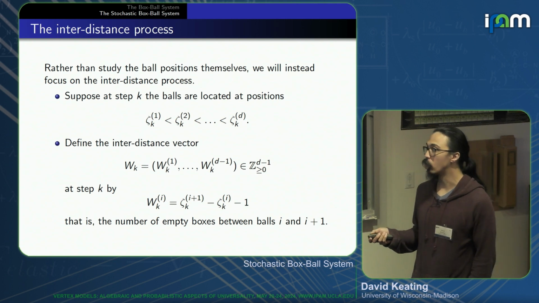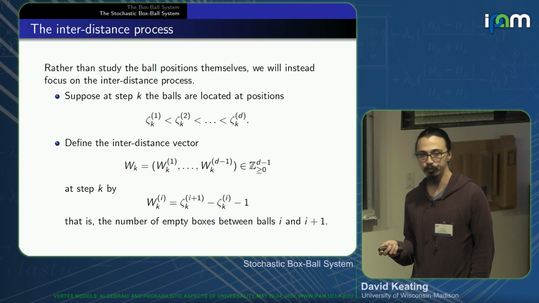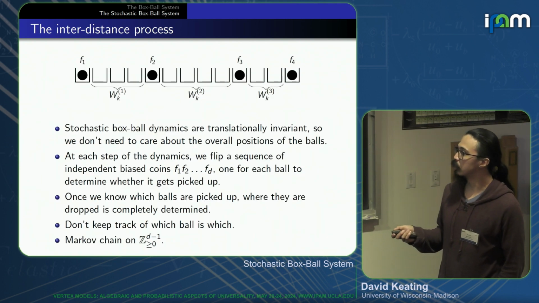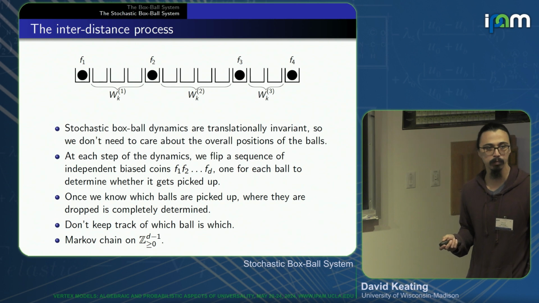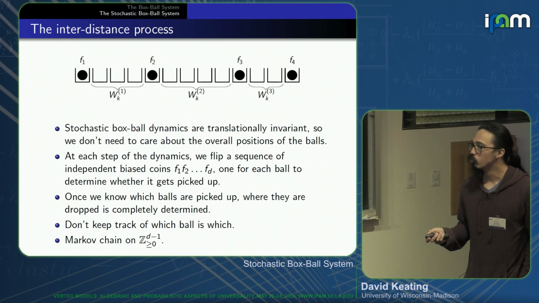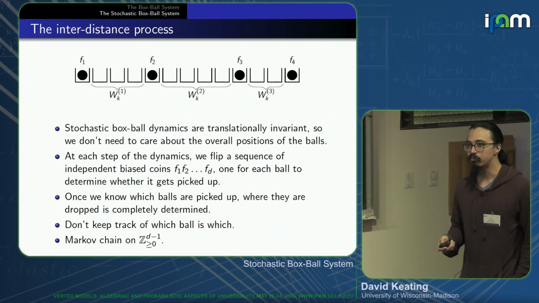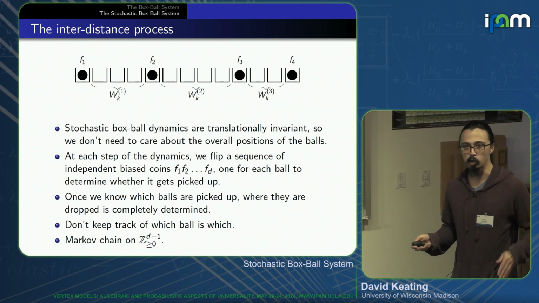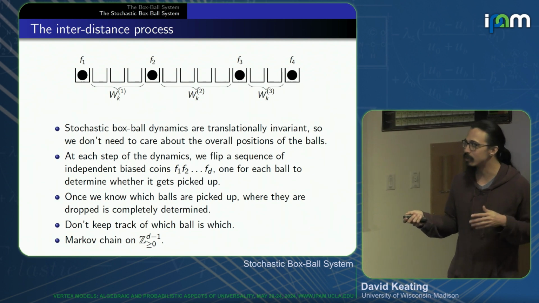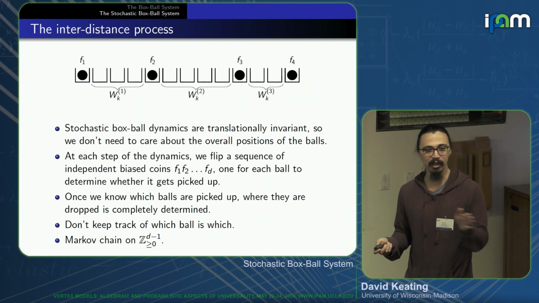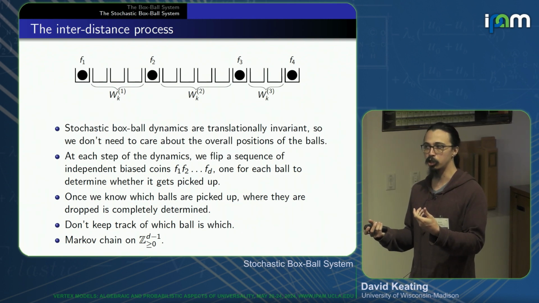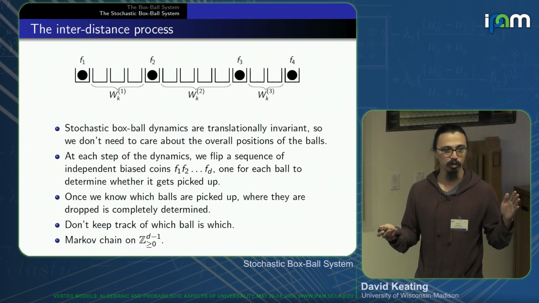I'm going to call this the interdistance process. For example, if I have these 4 balls, here's W1, W2, W3, just the number of empty boxes between the balls. The dynamics of the stochastic box ball system are translationally invariant, so it makes sense to ask about the dynamics of these spacings. I can just run the carrier, see how the spacings change, and then shift everything back to the origin.